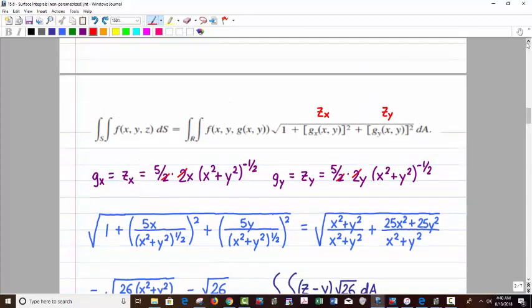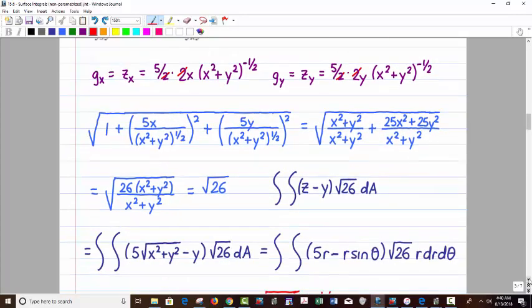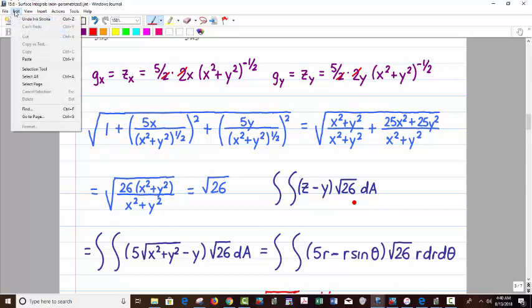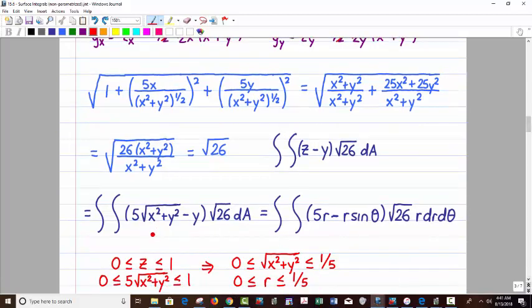So now we are integrating right here our function z minus y, square root of 26, dA. All right. So we know that z, the cone, is 5 times the square root of x squared plus y squared. Then we just leave this as y because we're just getting this into x's and y's now. So anything that's a z just needs to be moved into x's and y's. So that's our original cone definition. All right, this looks kind of messy and ugly. But the square root of x squared plus y squared pretty much indicates we've got to use polar here.